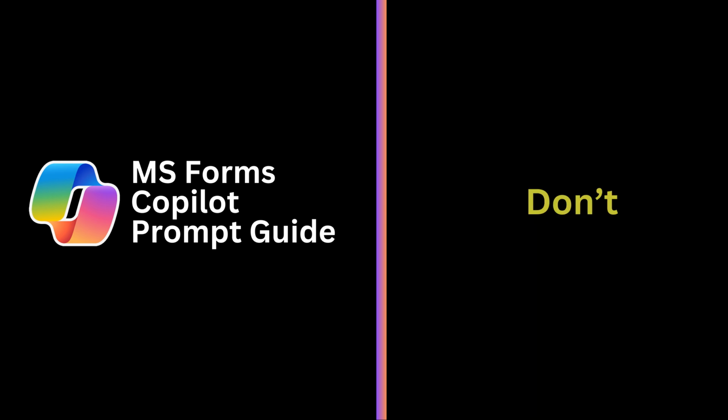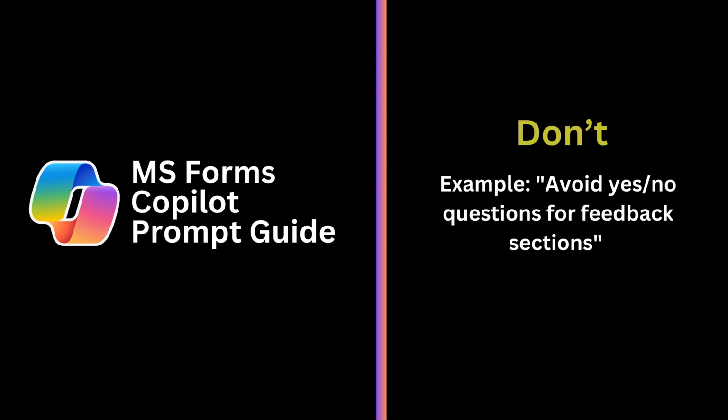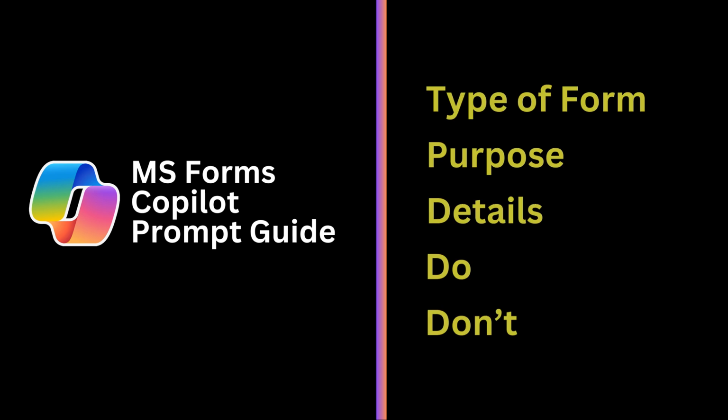And the last one, don't. This element is used to avoid any potential pitfalls. This helps prevent common mistakes and unsuitable question types. Example, avoid yes or no questions for feedback sessions. When you put all of this together, you are on your pathway to creating a perfect prompt with the best result. Now, let's apply them as a use case.